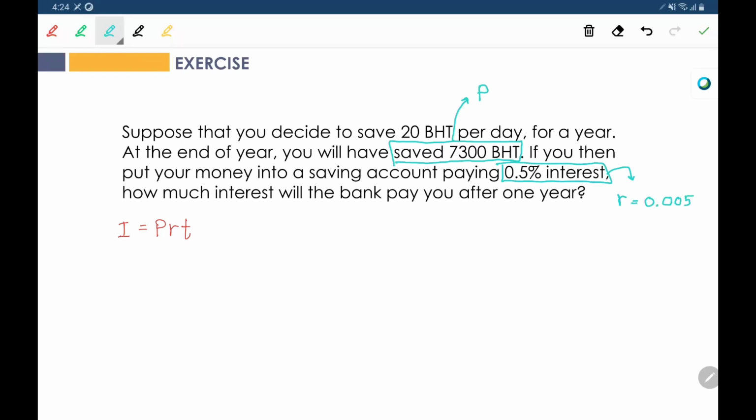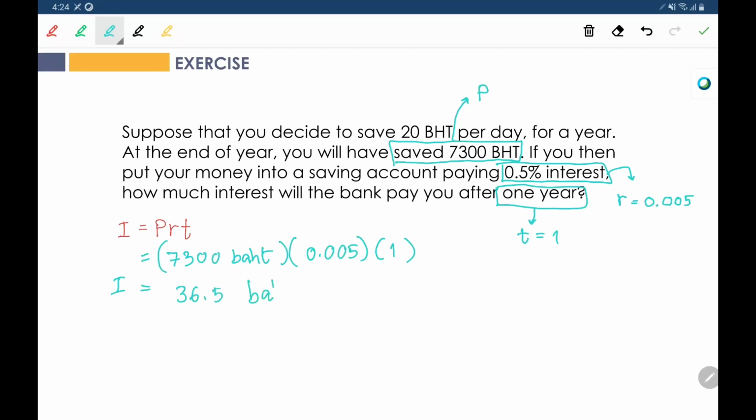And how long will the bank take to pay you back? In 1 year, right? This is T. Then you replace it back in the formula. P is 7,300 baht, and the rate is 0.005 for 1 year. So how much money will you get after 1 year? 36.5 baht. This is the interest that you will get. The bank will pay you this amount of money.